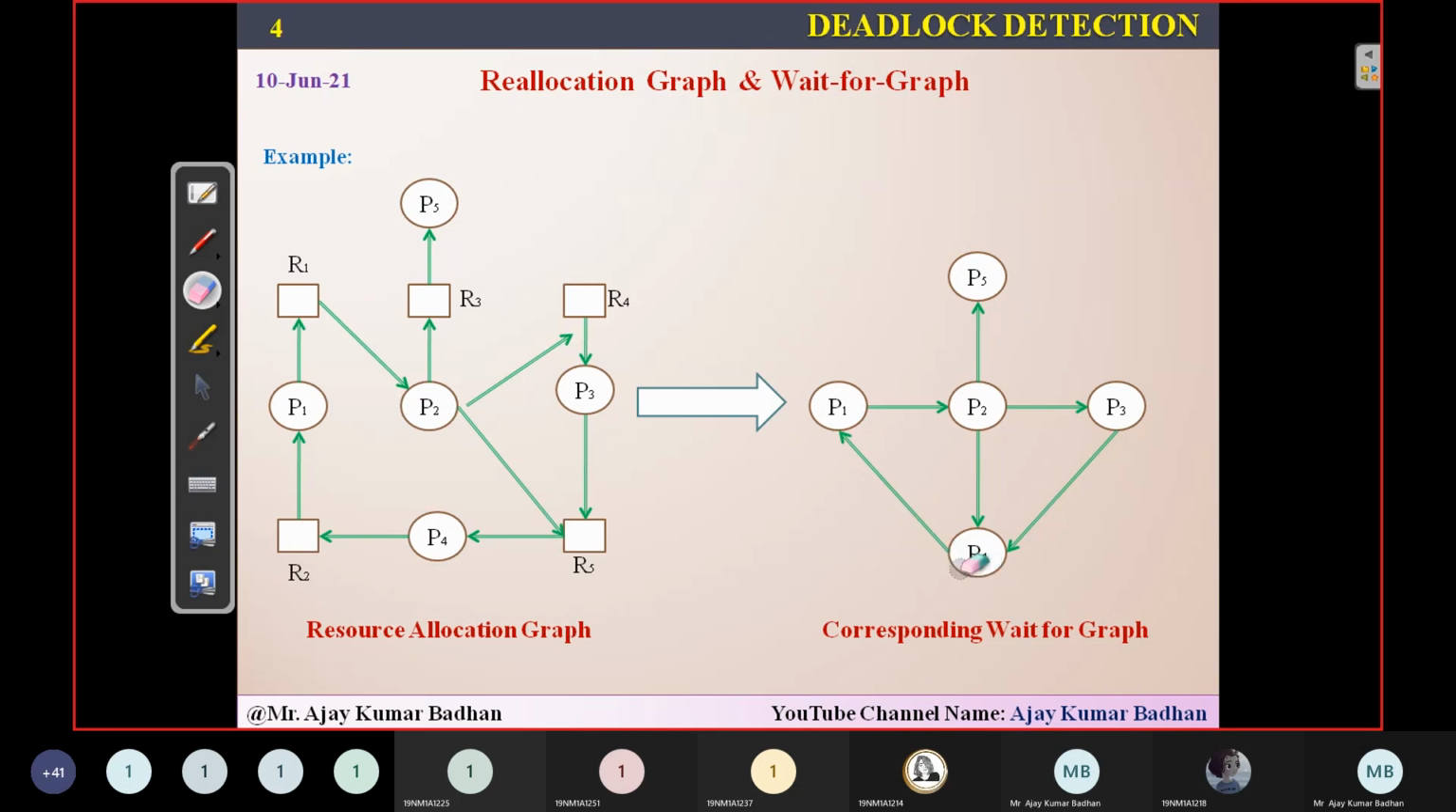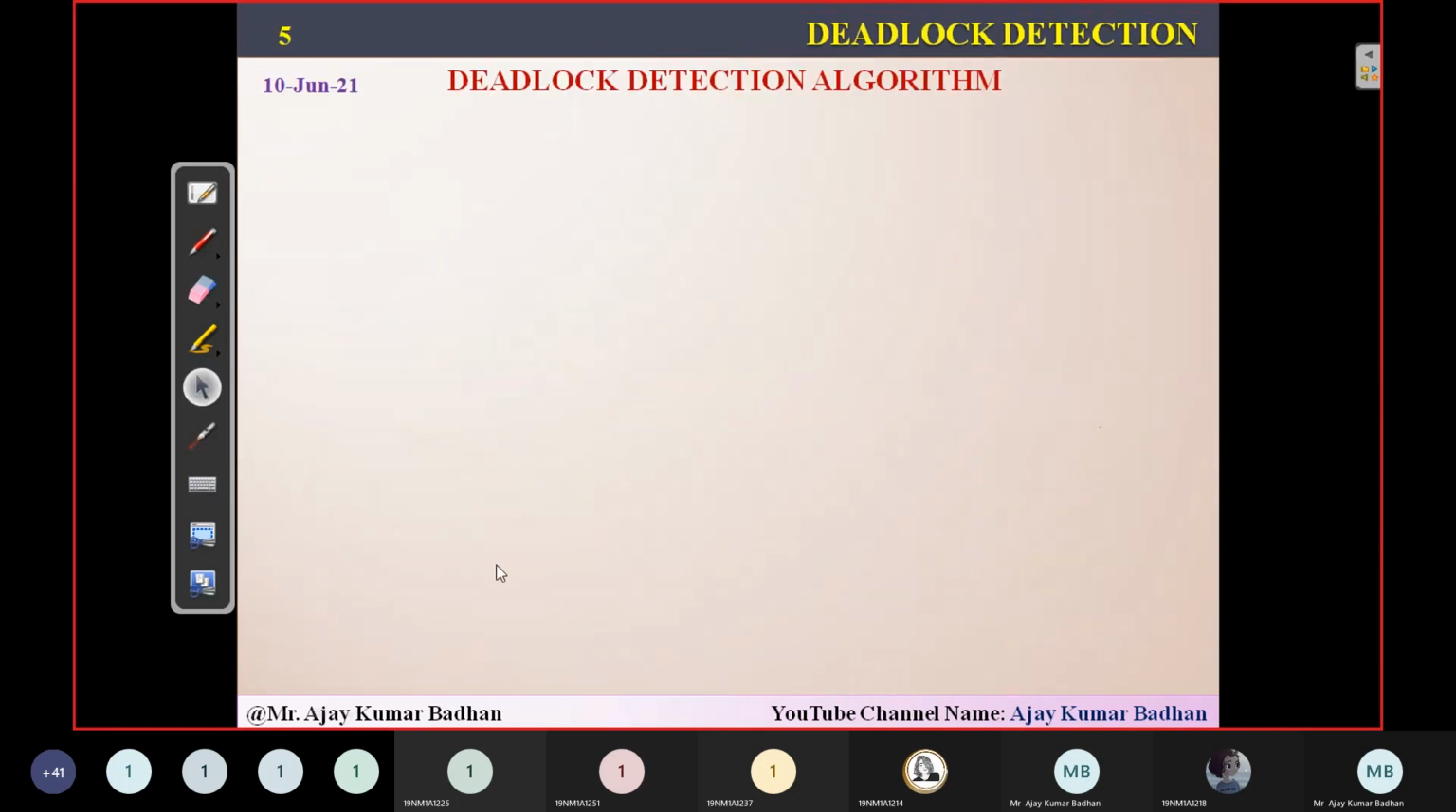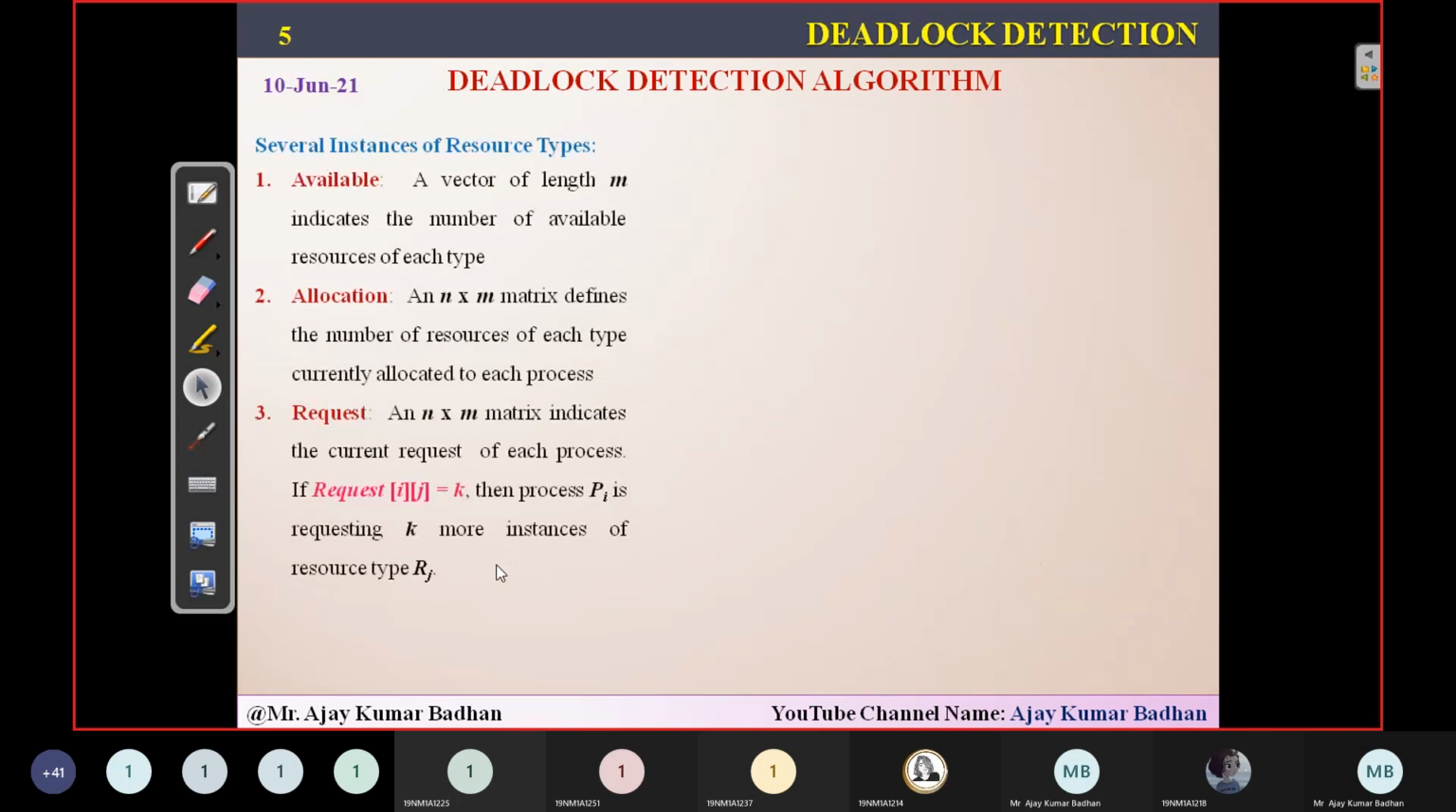Like P4 is waiting for some resource which is held by process P1, and P1 is waiting for some resource held by process P2, and P2 is waiting for resources held by P4, as well as by P5, as well as by P3. Whereas P3 is waiting for a resource held by process P4. So this is the way we can represent it. I hope you have understood. That is related to single instance.